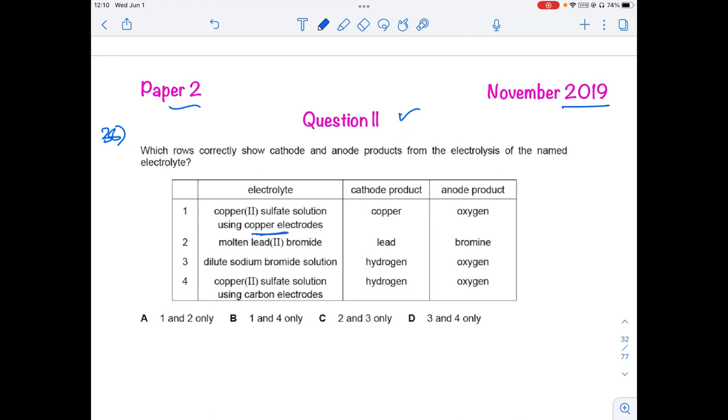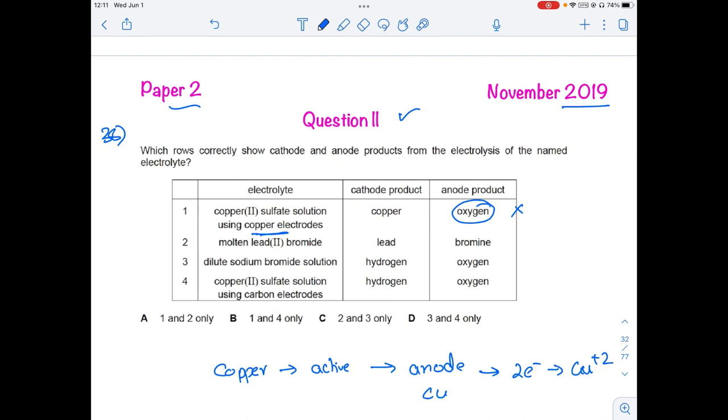Copper is going to be an active electrode. If it is an active electrode, it will be acting as an anode, and at the anode the copper will be losing 2 electrons and forming copper plus 2. So if it is an active electrode, the copper will be going to the anode and it loses 2 electrons, and Cu2+ is formed. So we can say that copper plus 2 is formed at the anode, but here he is saying that it is oxygen, therefore it is going to be wrong.